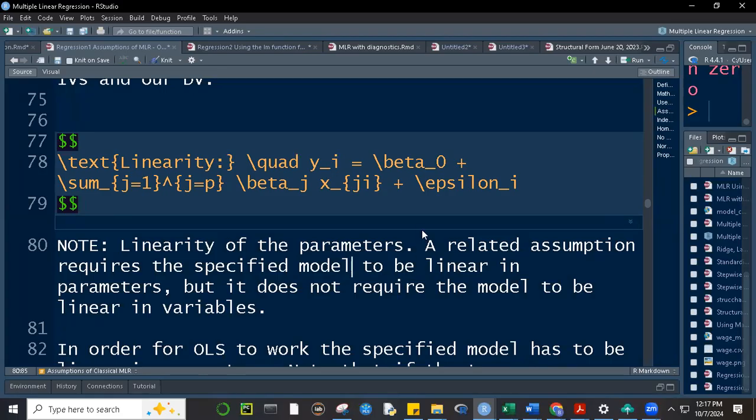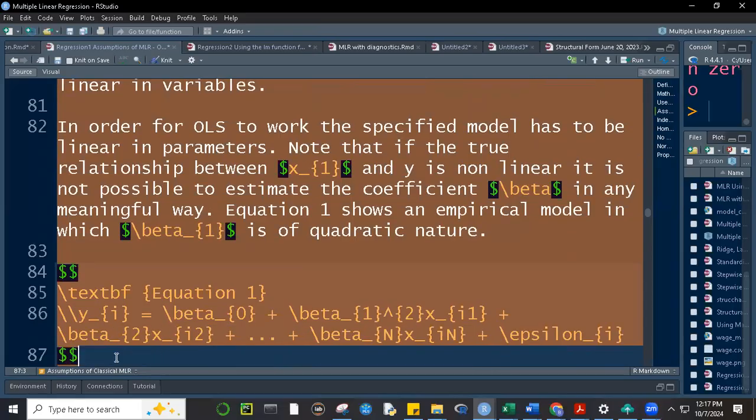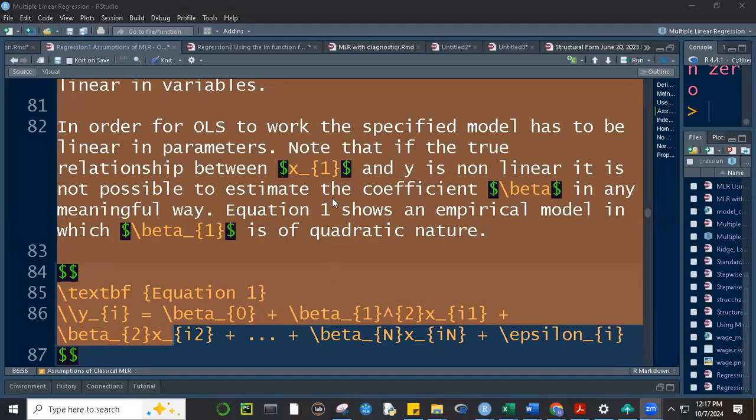Note, we have what we call linearity between Y and X. There's also linearity of the parameters. So this is a related assumption. Let me just share this. Here, Control C. What do we mean by linearity of the parameters? Control V.